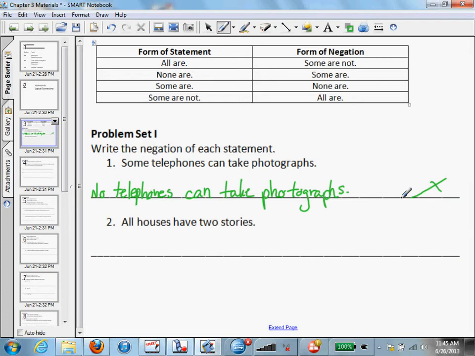With number 2, all houses have 2 stories. Well, the way to negate that is not all houses have 2 stories. And is this a true statement? It is, because not all houses have 2 stories.